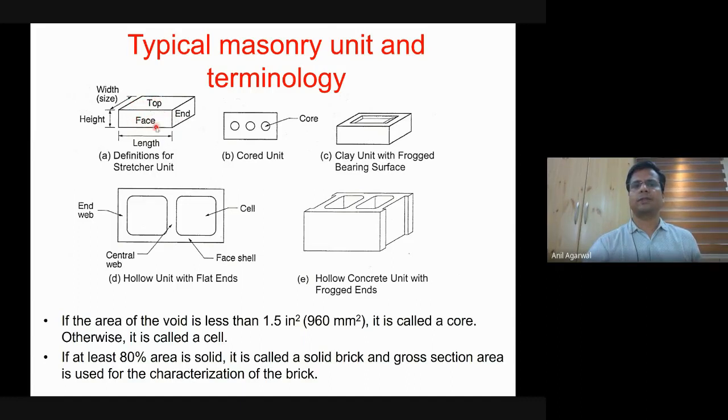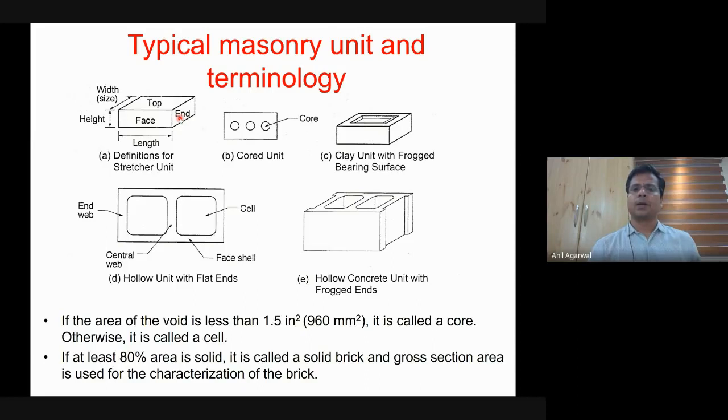So the surface that is between the length and height is called face. The surface that is between width and length is called top, and the surface that is between the width and height is called end. Okay, any questions, doubts? This is straightforward, right? These are just the names that are given to different faces and different edges and so on.